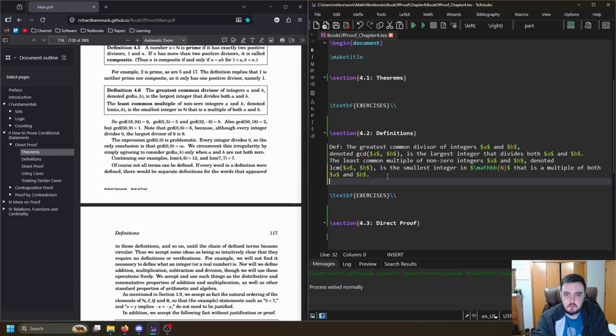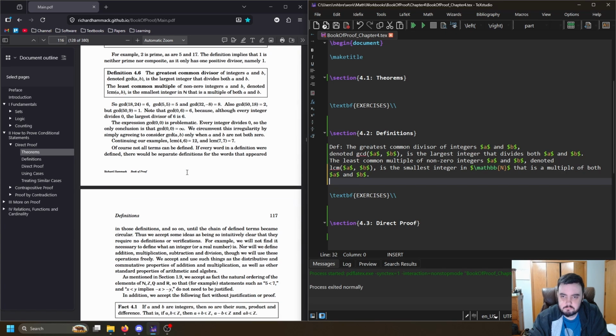Okay. So GCD(18, 24) is equal to 6, because 6 divides both 18 and 24, and nothing bigger does. GCD of 5 and 5 is 5. GCD of 32 and -8 is 8. GCD of 50 and 18 is 2. And so on and so on.